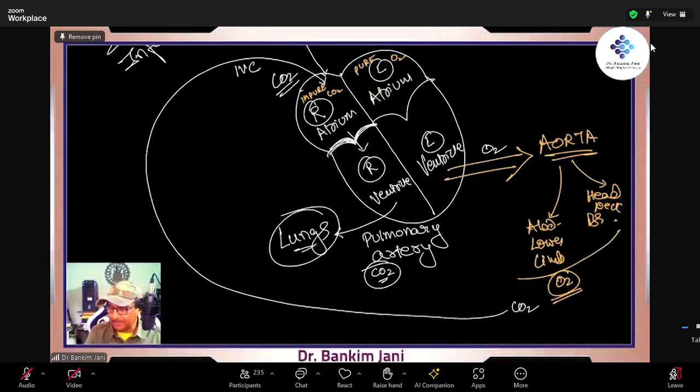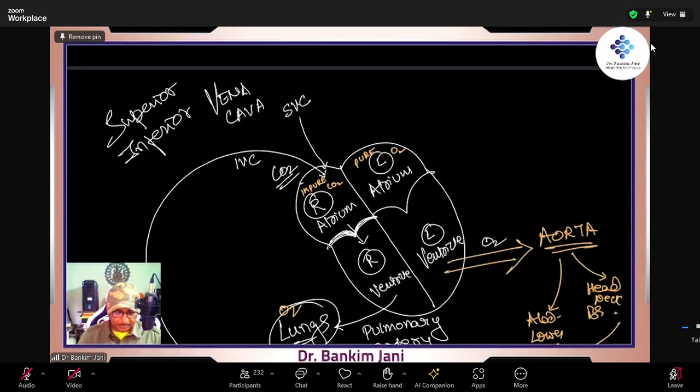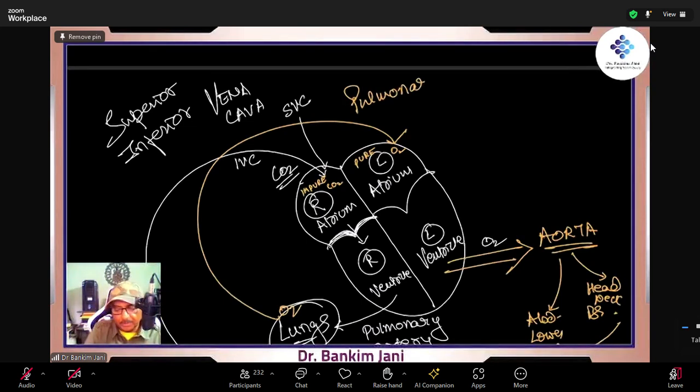Lungs will take the carbon dioxide and give the oxygen, and then this oxygenated blood would be going all the way into the left atrium via the pulmonary veins. So these pulmonary veins will be carrying oxygen. Then it will go to the left atrium. Via the left atrium, it will go into this valve, and this valve is called the mitral valve.